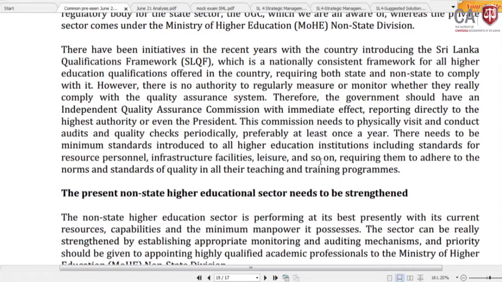Therefore, this writer suggests having an independent quality assurance commission with immediate effect, reporting directly to the highest authority or even the president. This commission needs to physically visit and conduct audits and quality checks periodically, preferably at least once a year. There needs to be a minimum standard introduced for all higher education institutions, including standards for resource personnel, infrastructure facilities, leisure and so on.